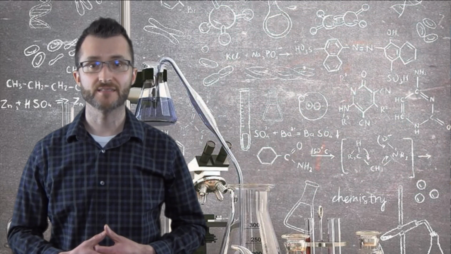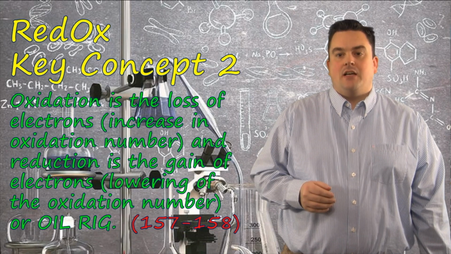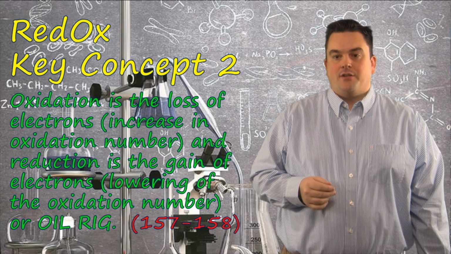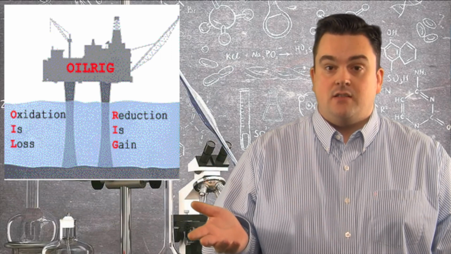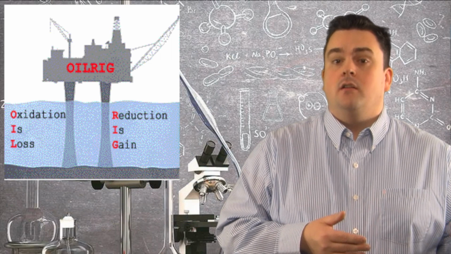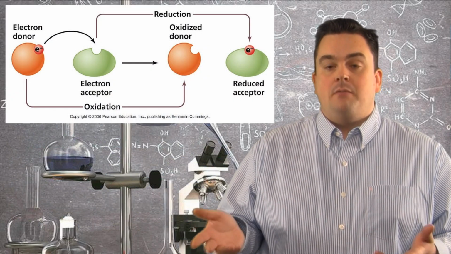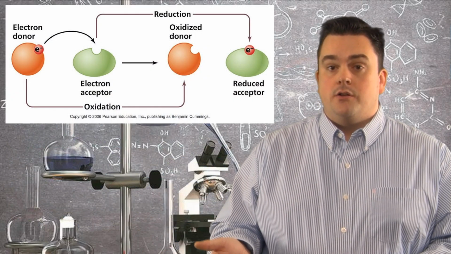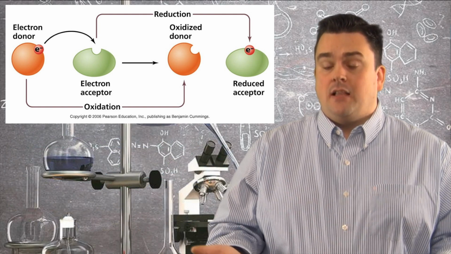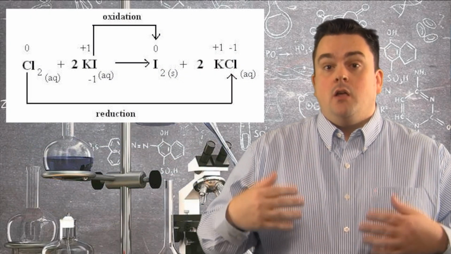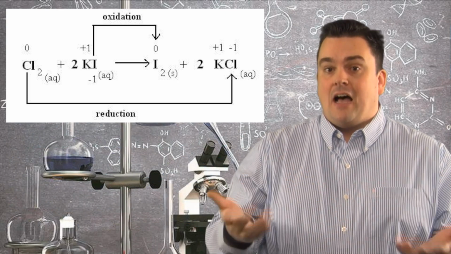RedOx Key Concept 2. Oxidation is the loss of electrons, increase in oxidation number, and reduction is the gain of electrons, lowering the oxidation number, or OIL RIG. Now, OIL RIG is a great way to remember this concept. OIL: oxidation is losing electrons. RIG: reduction is gaining electrons. Now, this can be confusing for the first-time chemistry student. Electrons have a negative charge. So when we say that they gain electrons, that means the oxidation number goes down because of the negative charge of the electron. That is called reduction. When we lose electrons, we lose that negative charge. That means the oxidation number goes up. That's why we call it oxidation.